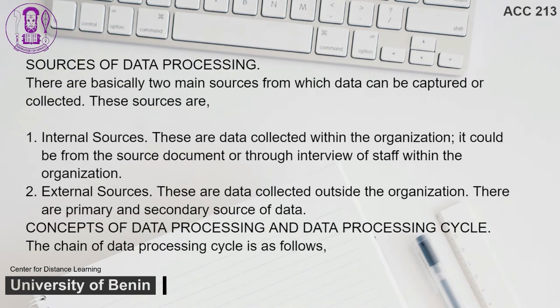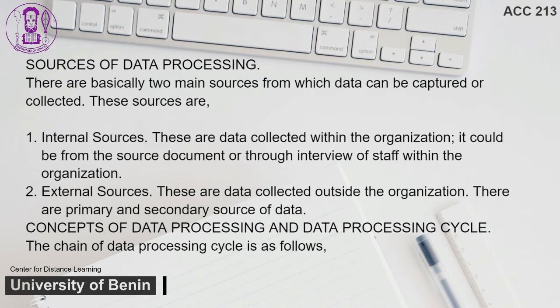Sources of data processing. There are basically two main sources from which data can be captured or collected. 1. Internal sources. These are data collected within the organization. It could be from the source document or through interviews of staff within the organization. 2. External sources. These are data collected outside the organization. There are primary and secondary sources of data.